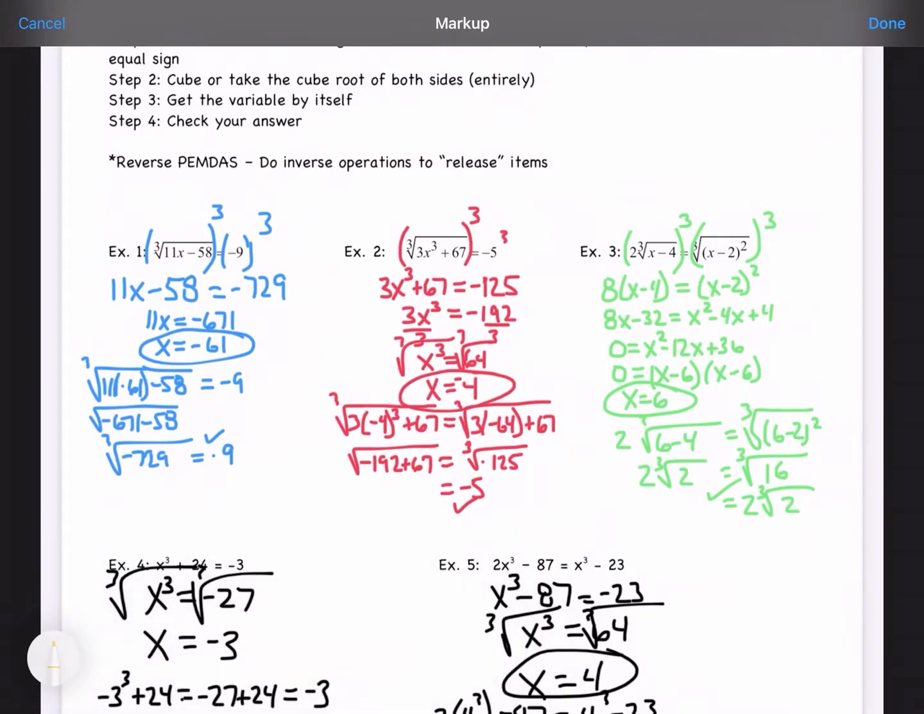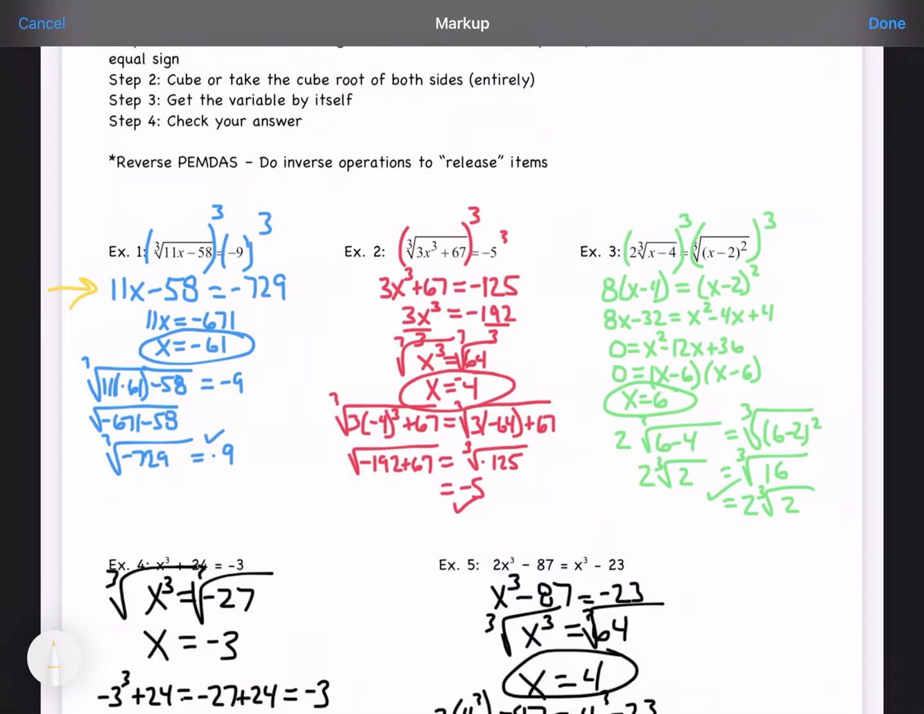So, just looking at these. The first one, we had the cube root of 11x minus 58 equals negative 9. So you can see we were able to cube both sides to get to here. Then what I did was add 58. So I got 11x equals negative 671. So x equals negative 61. And then all I did was plug it back in. 11 times negative 61 minus 58 is negative 671 minus 58. So that one checks out. So I get x equals negative 61.